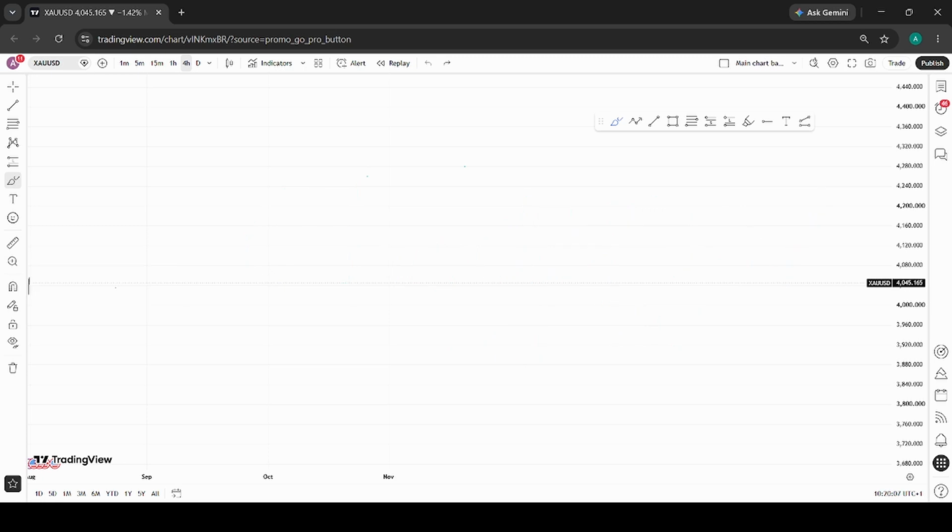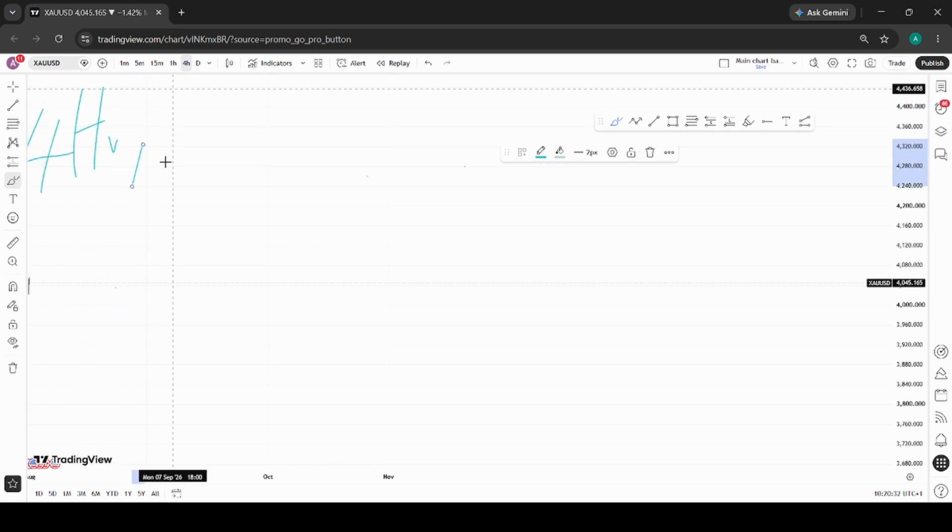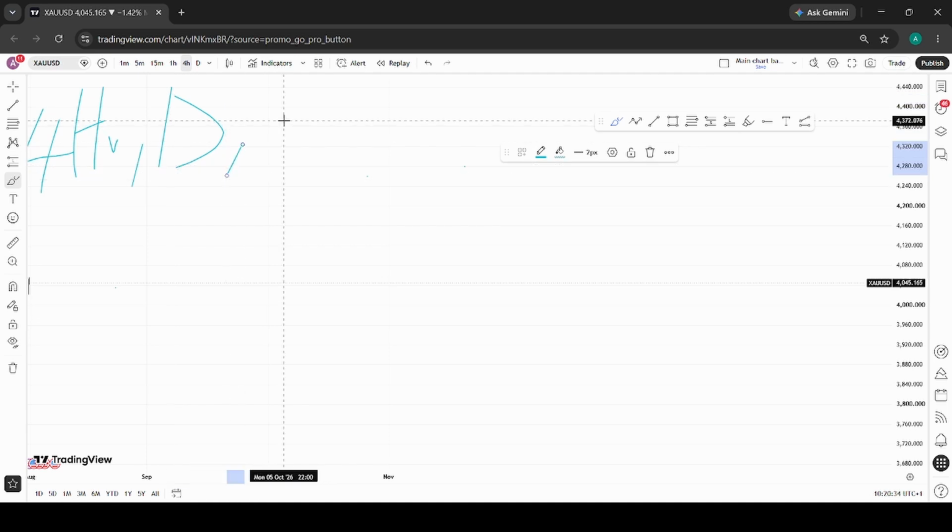In market structure, we have what is called external structure and internal structure. So what is external structure? External structure is the major time frame structures. Are you getting me? The major time frame structure. In other words, you can say the higher time frame structures. That is, for example, the 4 hour time frame, the daily time frame, the weekly time frame, and thereabouts.